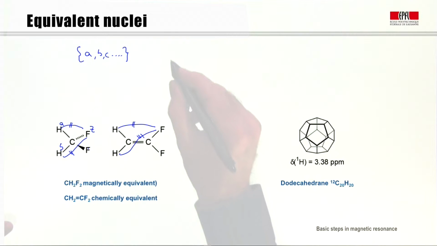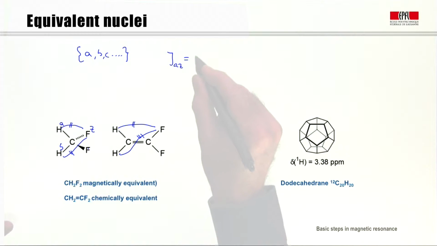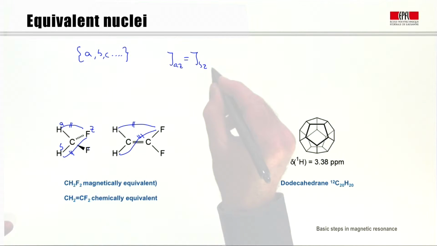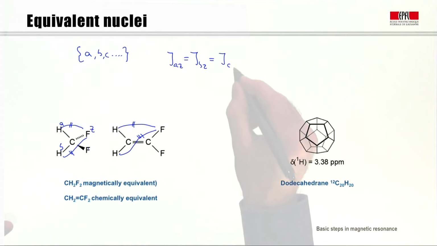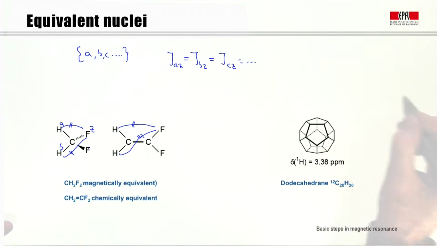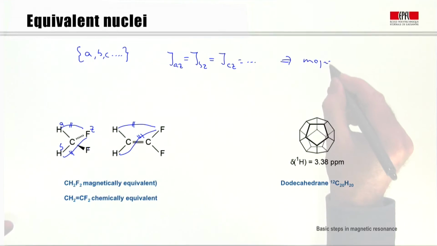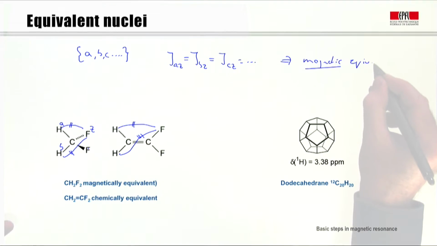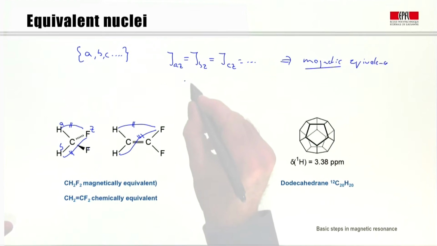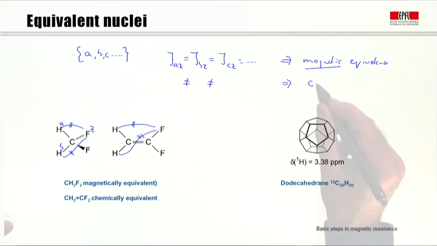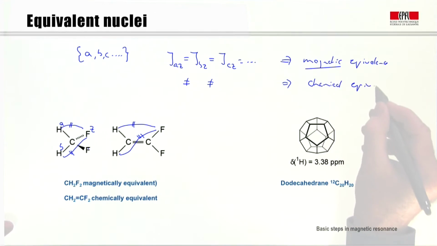And then he says, if the J coupling between A and Z is equal to the J coupling between B and Z, is equal to the J coupling between C and Z, and all similar things, in that case we have magnetic equivalence. And if that is not the case, as in this molecule here, then we have only chemical equivalence. We shall see in spectra that has dramatic consequences.